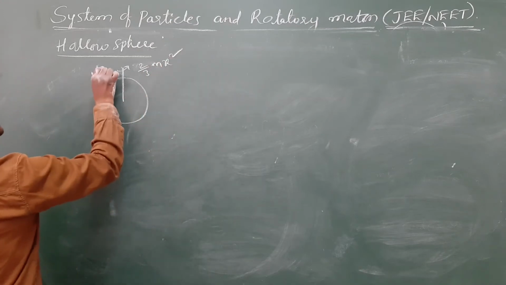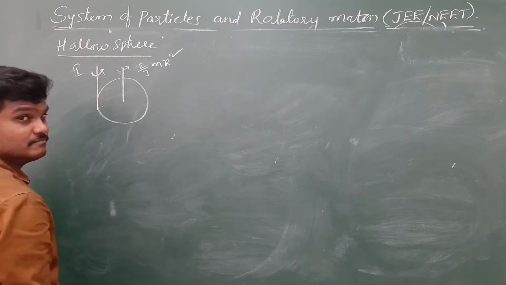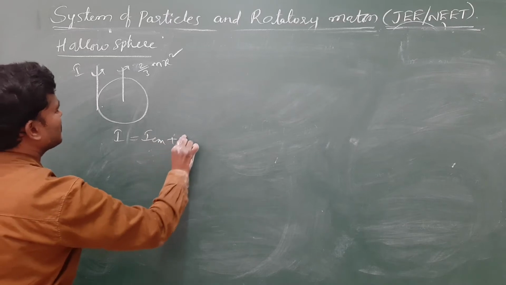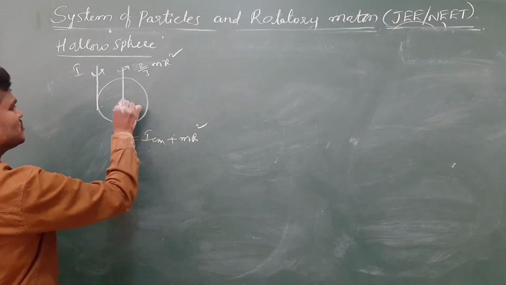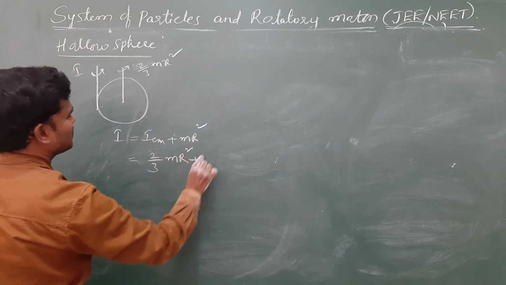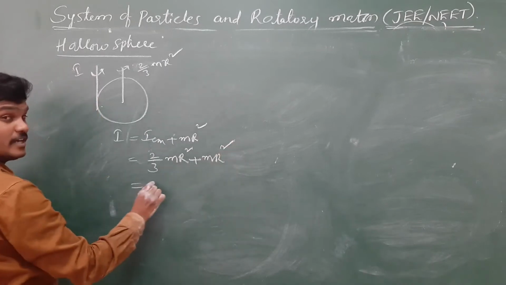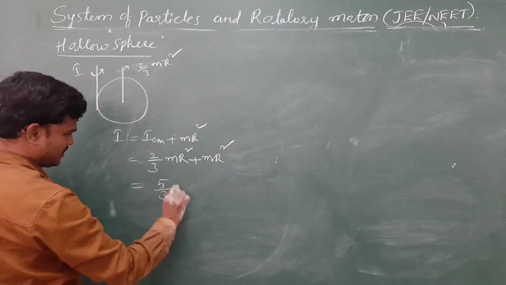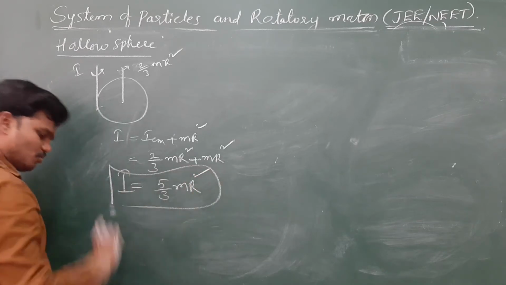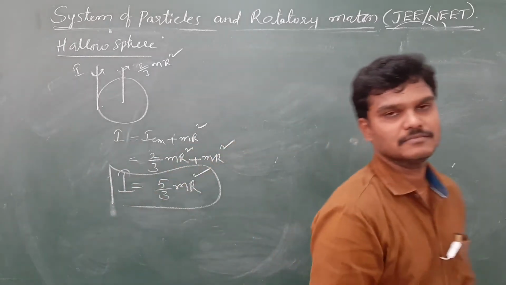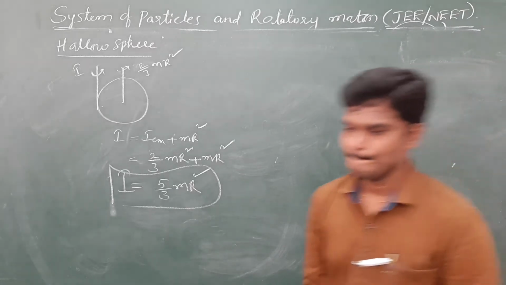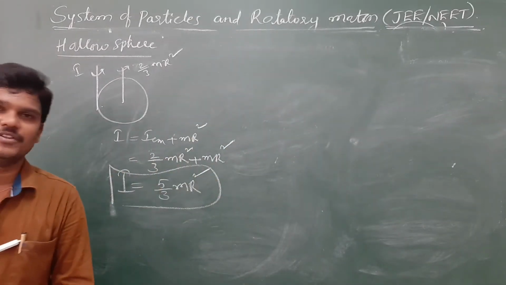Now about this, I want the moment of inertia about a tangent. About a tangent is nothing but I CM plus m r square. What is I CM? Passing through the center it is 2 by 3 m r square, plus m r square, which is 5 by 3 m r square. Once you know the moment of inertia, we can find the radius of gyration by using k equal to root of I by m. Now let us find the moment of inertia of the solid sphere.